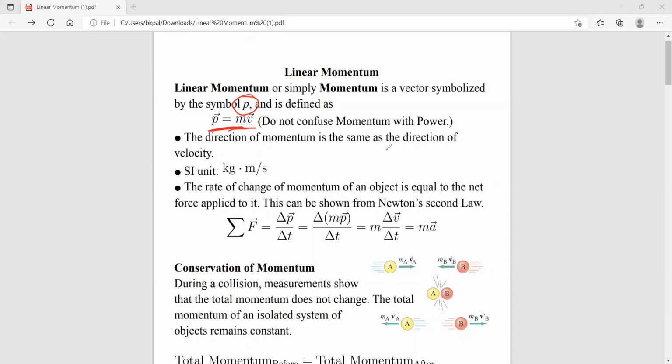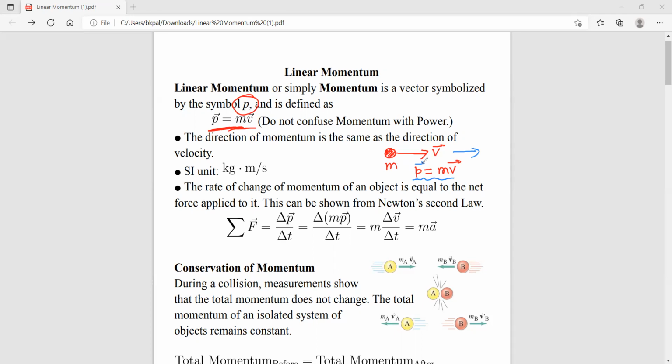Now let's say we have an object whose mass is m, and let's say it is moving in this direction with a velocity v. Its momentum p will be m times v, and its direction will be the same as the direction of v. So momentum's direction will be this one, the same as v, because it's just this relation.